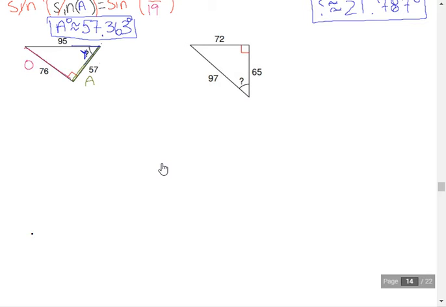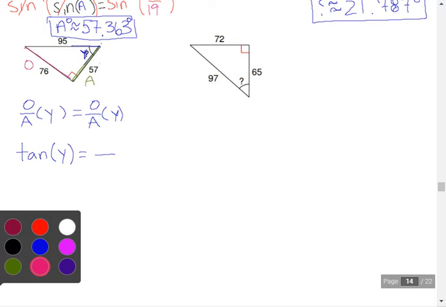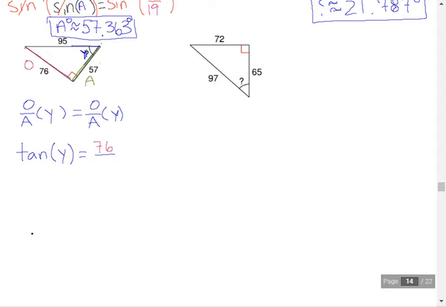So O over A for angle y. Okay, O over A is going to be tangent. Okay, so using y as a reference, the O side is 76, and then the adjacent side is going to be 57.